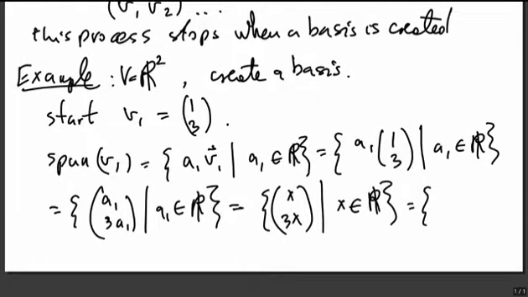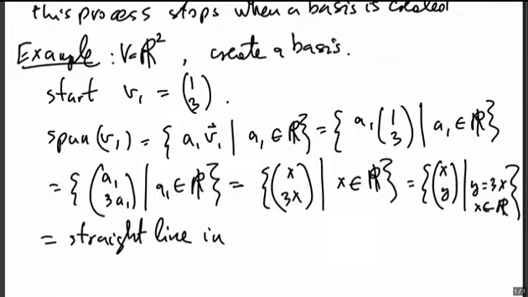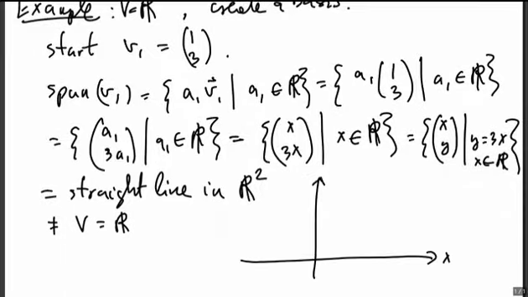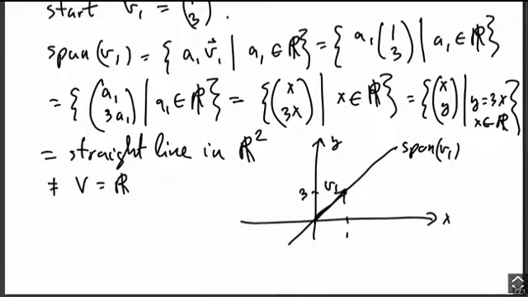Another way to write this is that this is the set of vectors (X, Y) such that Y equals 3X and X is in R. Y equals 3X is a straight line in R2, and that means that this is not the whole space V. It's only a straight line going through the origin. This is the span of V1, and V1 is the (1, 3) vector, and the span is just a scaled version of this vector, all the possible scaling.